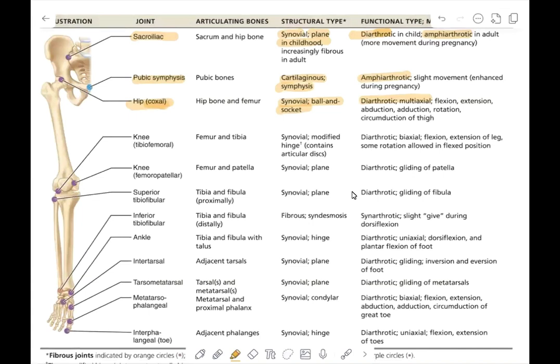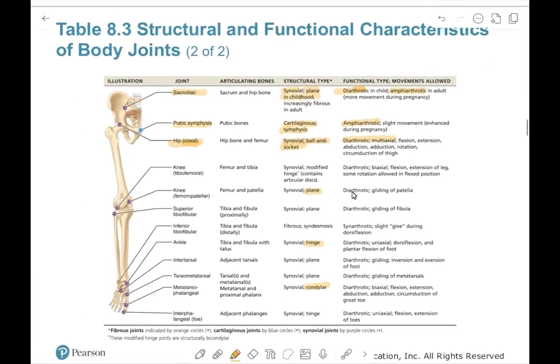So subtypes of synovial, there's 6 of them, which we'll talk about coming up. One is the planar joint, one is the hinge joint, one is condylar, one's pivot, one's ball and socket, and again, we're going to go through each of those individually.